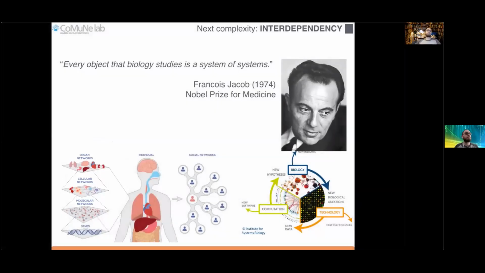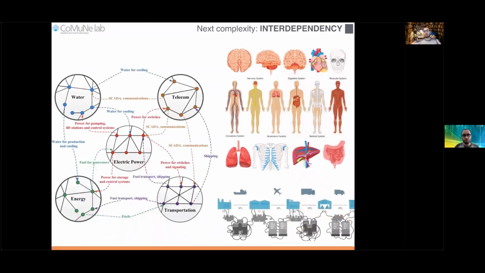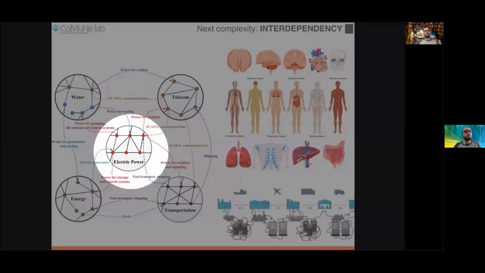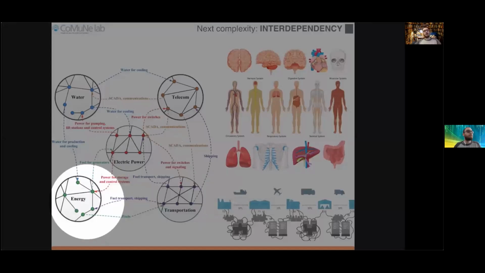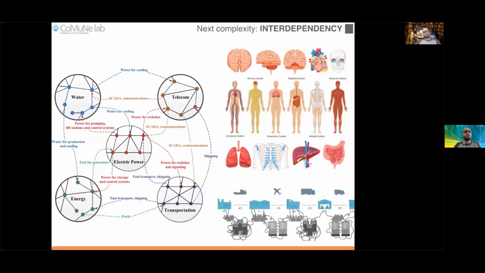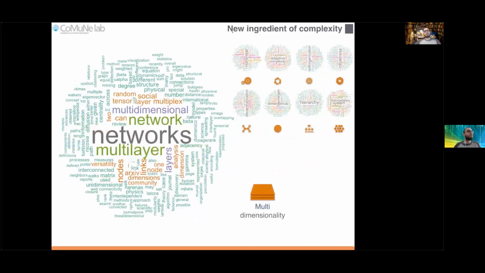But biology is not the only place where we find this type of more complex organization. We have, for instance, artificial systems like the ones made by humans. Think about the power grid, which is responsible for controlling transportation systems, how energy is distributed in the same system, telecommunications, and so forth. In practice, it has been recognized that a new ingredient was required to better capture the complexity of our universe in general, but of empirical systems in particular. And this new ingredient is multidimensionality.